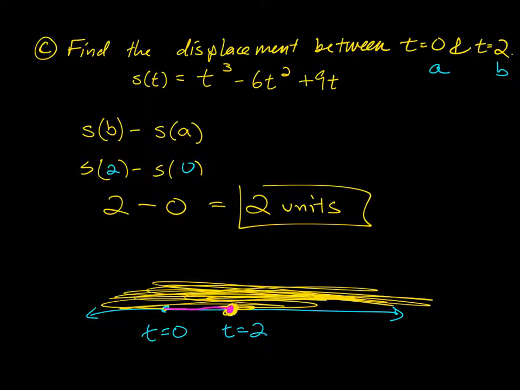Displacement just means how far are you from the beginning point that many seconds later. So even though the yellow path traveled a heck of a lot more distance, it only ended up 2 units away from the original starting point. The pink path, even though it's a lot shorter, still ended up 2 units away from the starting point.